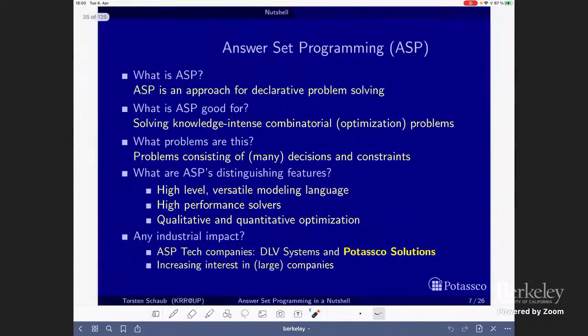Okay, then, well, industrial impact, as mentioned. So we have a spin-off, Potasco Solutions, that we are running. There was this Variantum, which I mentioned before in Helsinki, and then this is the other one that is existing. It's DLV, which is running in Calabria.